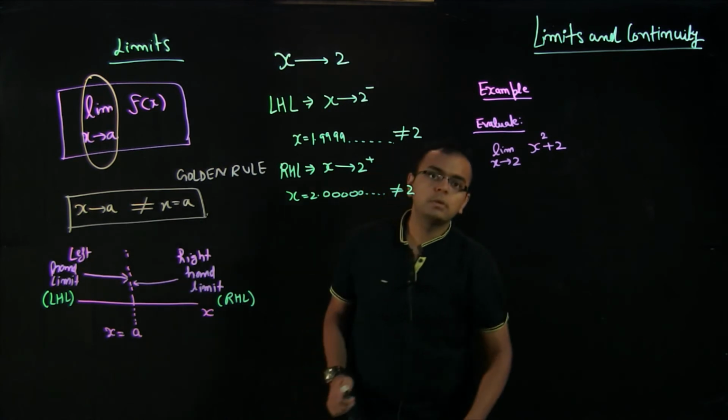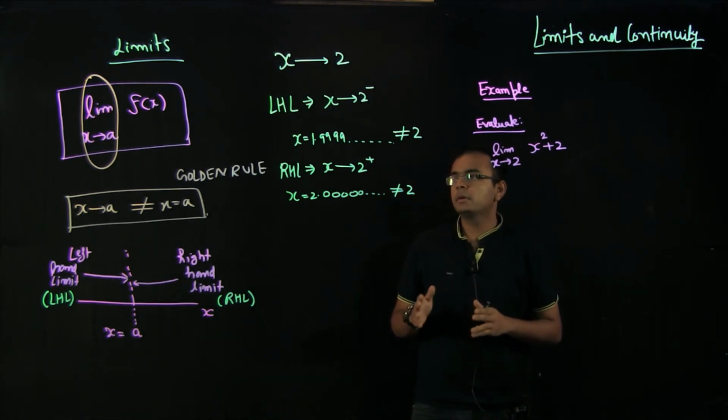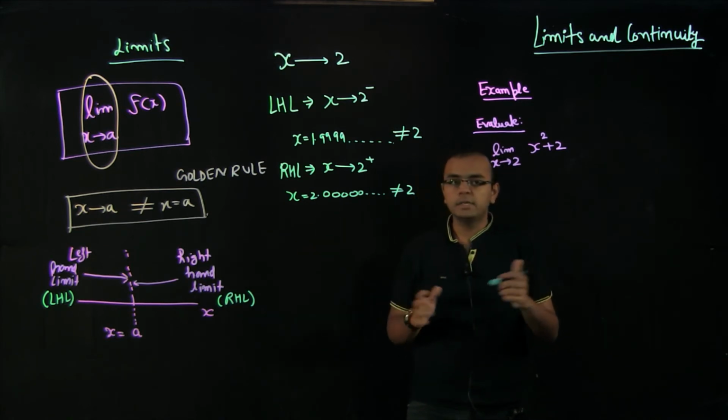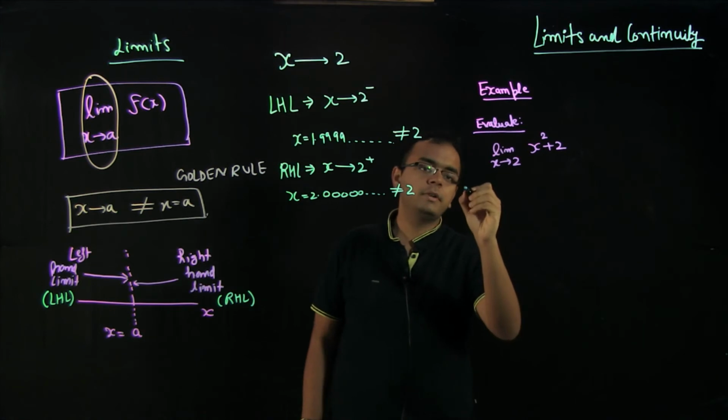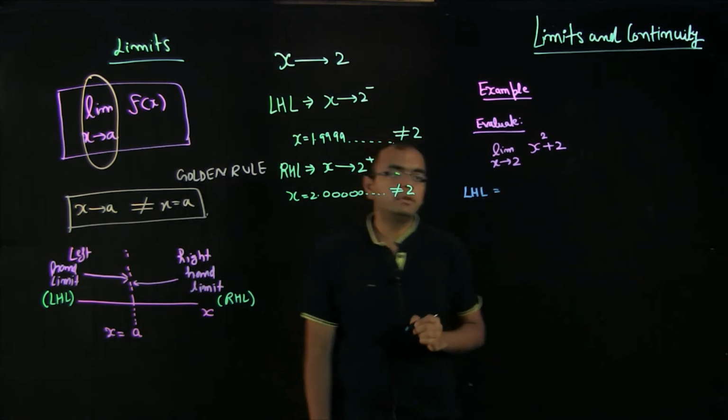So there are two possible scenarios, left hand limit and right hand limit. We can approach 2 from the left hand side or the right hand side. So let us first evaluate left hand limit. So how will we evaluate this function?